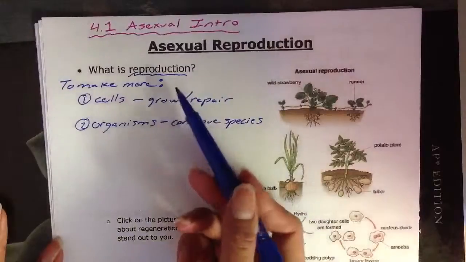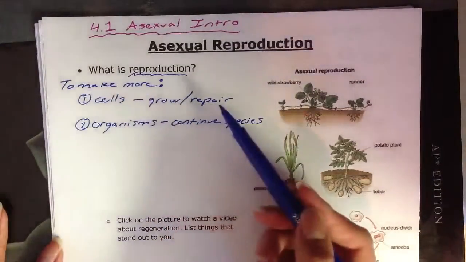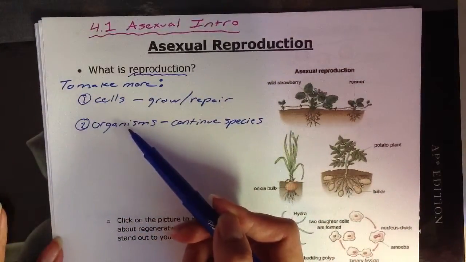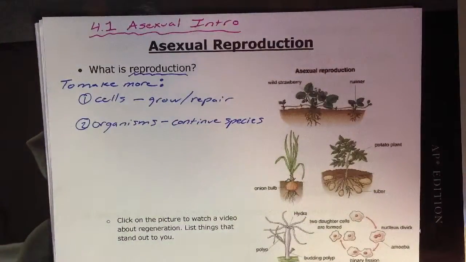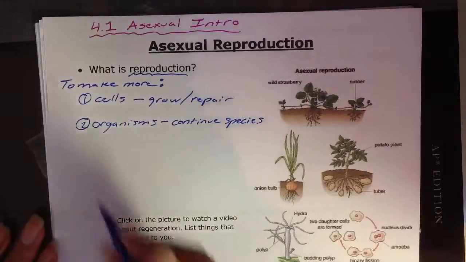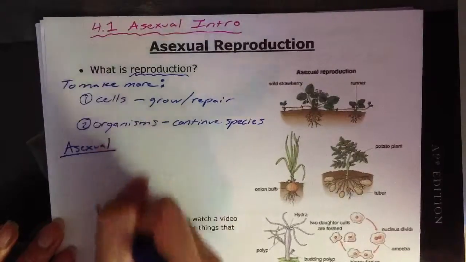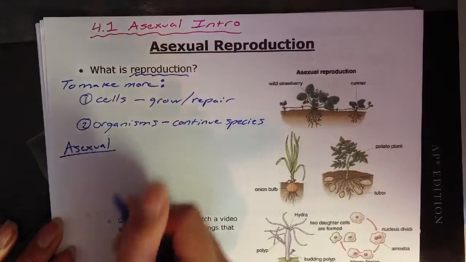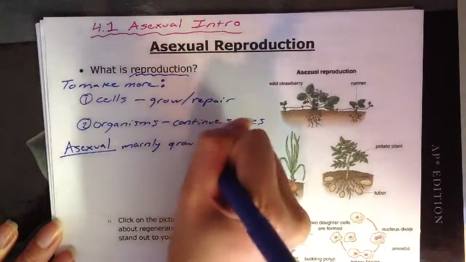So reproduction, we can make more cells. We can make more cells so that we can grow. We can make more cells so we can repair. Or we can make more organisms, complete entire organisms, and this is going to help us continue the species. When we talk specifically about asexual reproduction, it is usually a form of growth and repair. It's mainly to grow or repair.